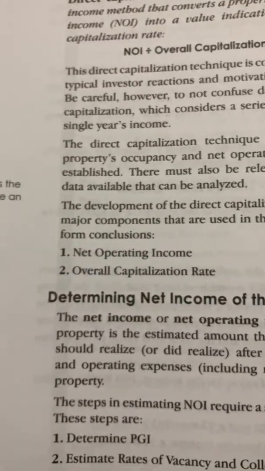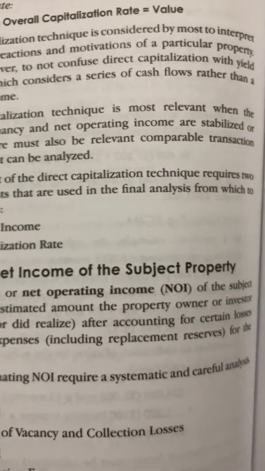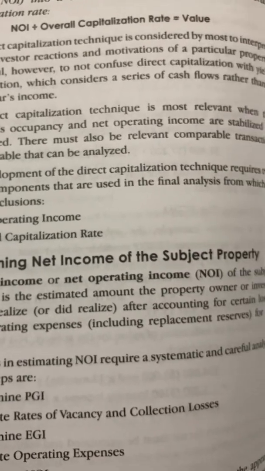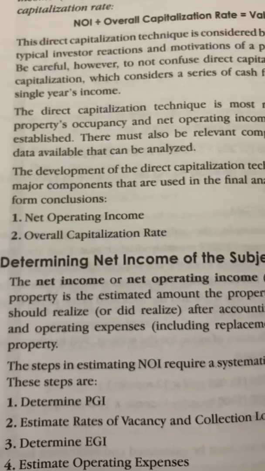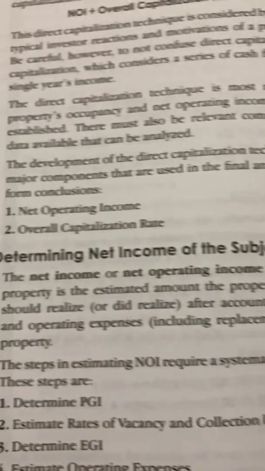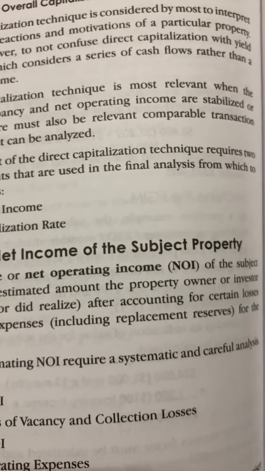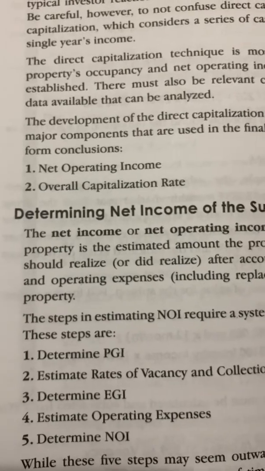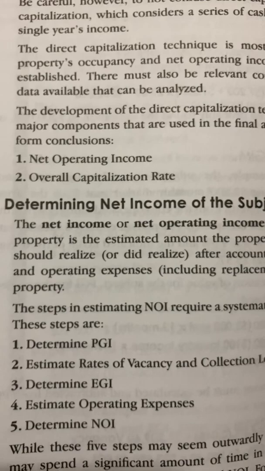The direct capitalization technique is most relevant when the property's occupancy and net operating income are stabilized or established. There must also be relevant comparable transaction data available that can be analyzed. The development of the direct capitalization technique requires two major components used in the final analysis from which to form conclusions. Number one, net operating income. Number two, overall capitalization rate.